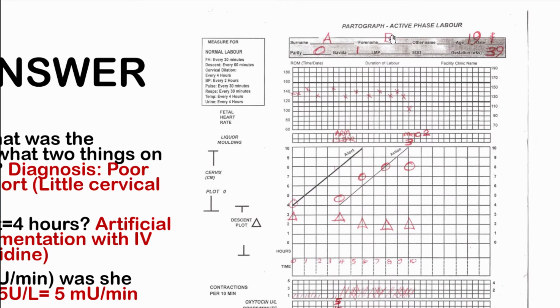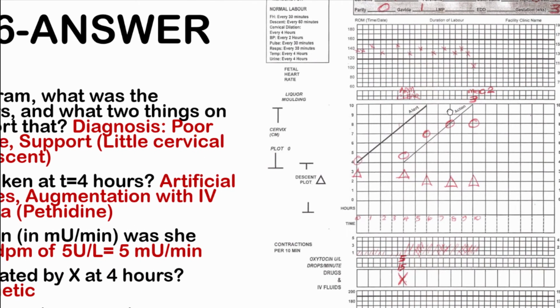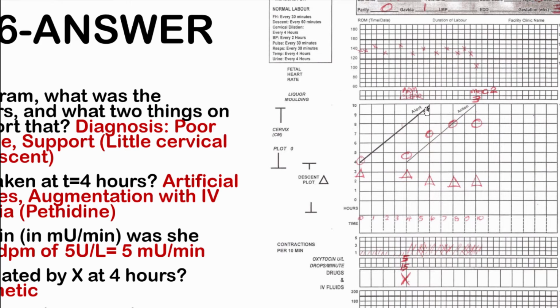So here you have the details of the patient. Surname A, forename B, and this patient is 19 years old, parity zero, gravida 1, at 39 weeks. Remember that the pathograph is often opened at 4 centimeter dilatation. That's why we open the pathograph. Each of these large bars indicates an hour, and the smaller divisions indicate 30 minutes. So you have this pathograph opened when this woman is 4 centimeters dilated.